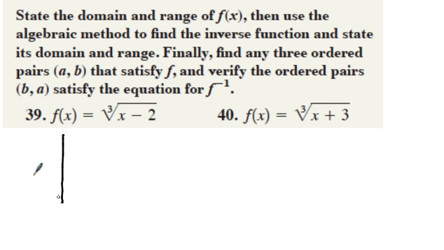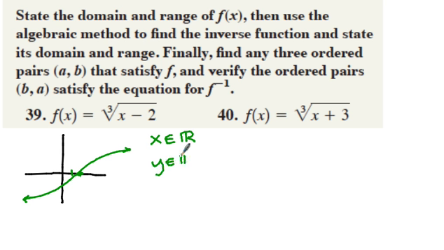So if we look at number 39 from the homework, hopefully we can see that the parent function is the cube root function, and it's been shifted right 2 units. I know it's going to look kind of like that because of our parent function. Based on our sketch, our domain is all real numbers, and our range in this particular case is also all real numbers.